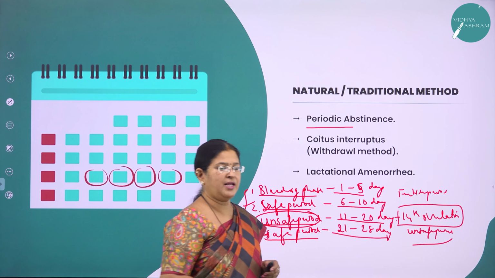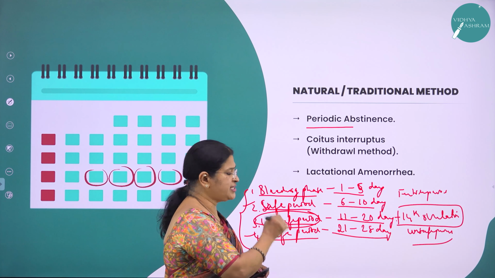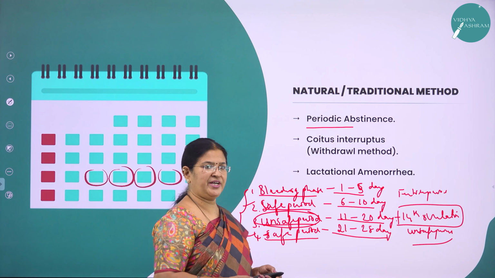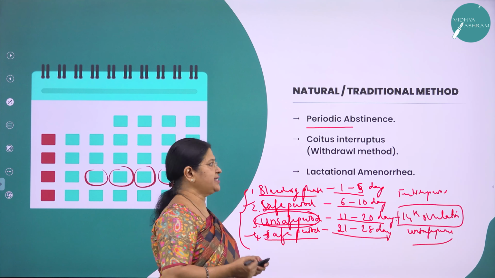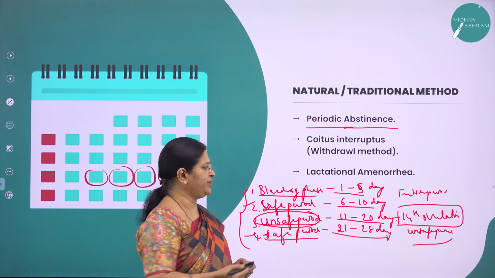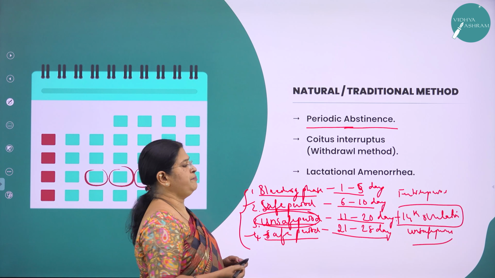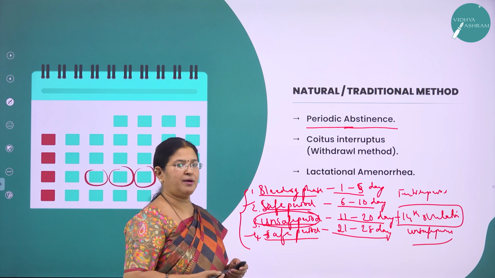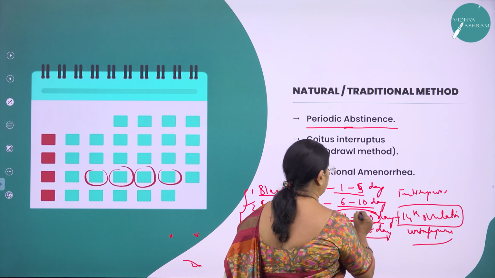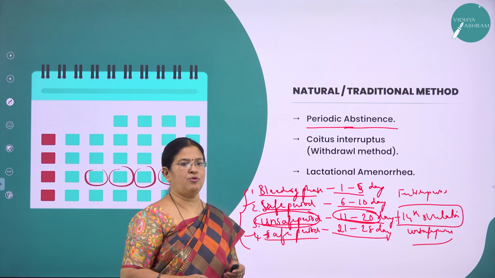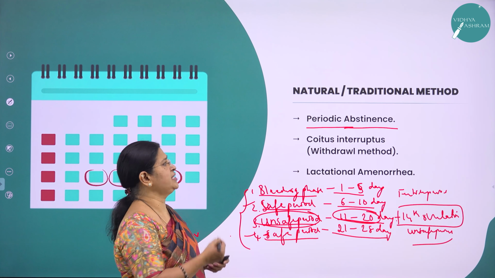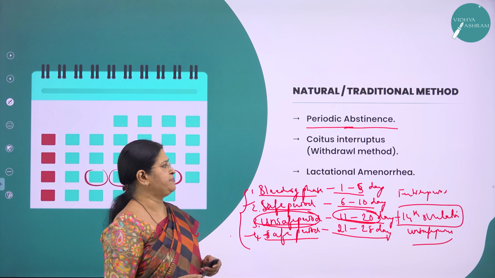So, if the couple abstain from sex during this unsafe period, they can prevent fertilization or unwanted pregnancy. As I said, what is periodic abstinence? Abstaining from the sexual act during this unsafe period is called periodic abstinence. So, if the couple keep away from each other on this unsafe period from the 11th to 20th day, definitely they can avoid fertilization, and they can avoid unwanted pregnancy. That is what is meant by periodic abstinence.